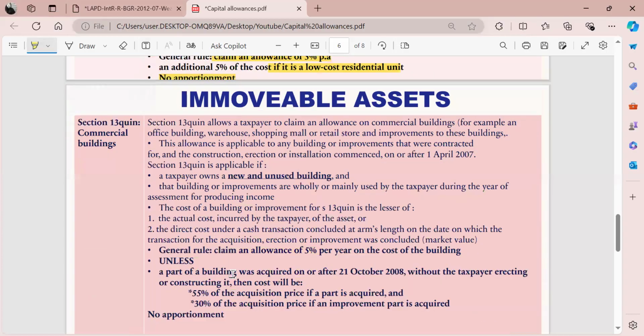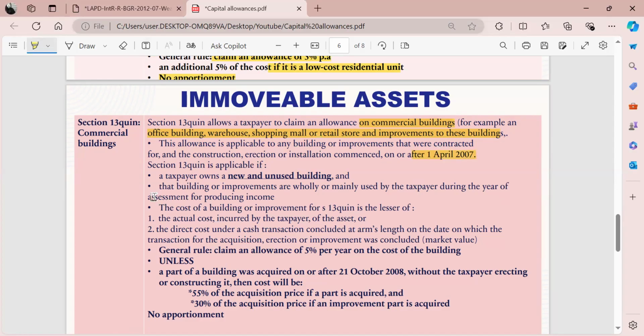Right. The third section that I want us to take a look at is Section 13 quin, which deals with commercial buildings. Section 13 quin allows a taxpayer to claim an allowance on commercial buildings, for example, an office building, a warehouse, a shopping mall, or a retail store, and the improvements to these buildings. This allowance is applicable to any building or improvements that were contracted for and the construction, erection, or installation commenced on or after 1 April 2007.